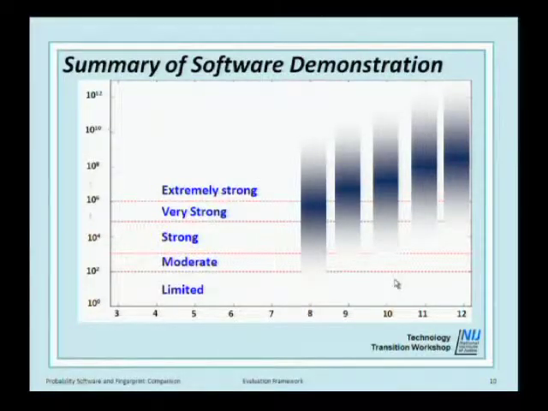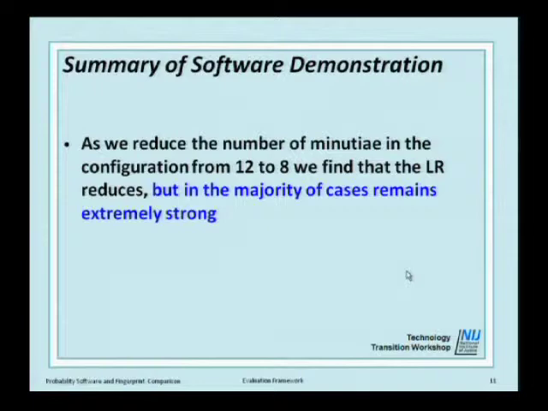Again, what we find for each case is that with a certain number of minutiae in that configuration, you get variation. It's not one likelihood ratio for one particular number. And here you can see the variation, and you can see that it's dropping down. So as we reduce the number of minutiae in our configuration from 12 to 8, what we find is the likelihood ratio reduces, but the majority of cases remain in that extremely strong area. So some latents in that range may have less evidential weight than is expected.